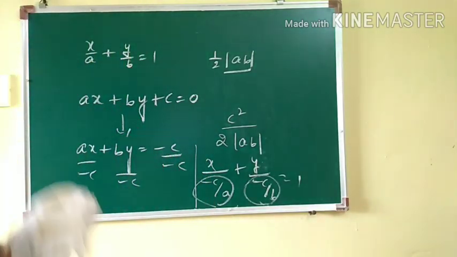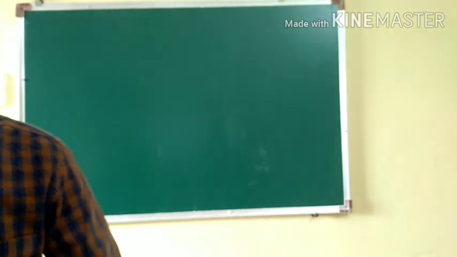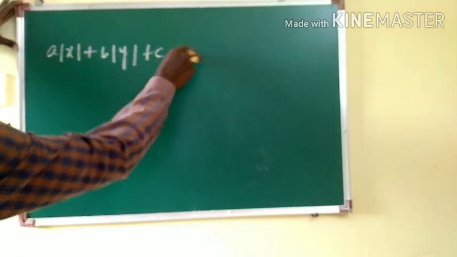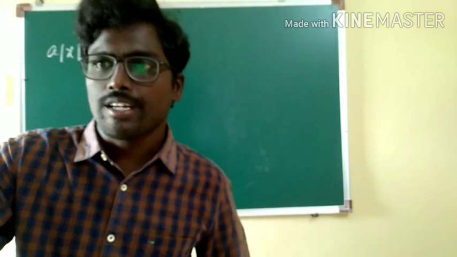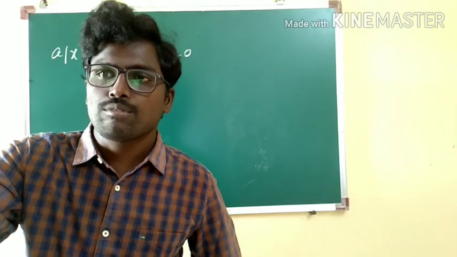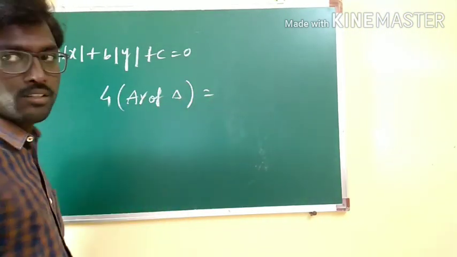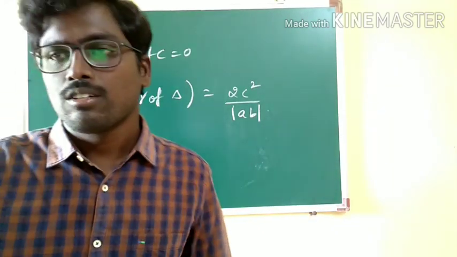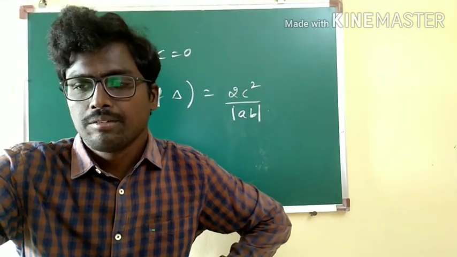Next, the area of the rhombus formed by a mod x plus b mod y plus c equal to 0 is 4 times the area of the triangle, which is equal to 2c square by mod AB.